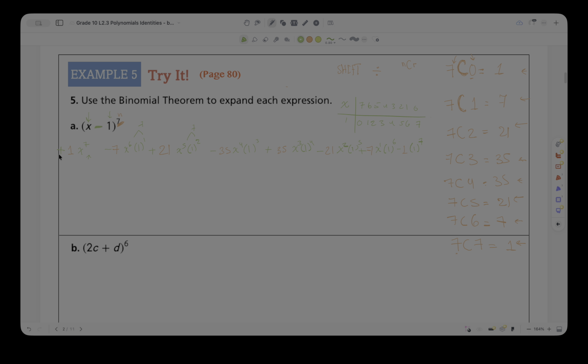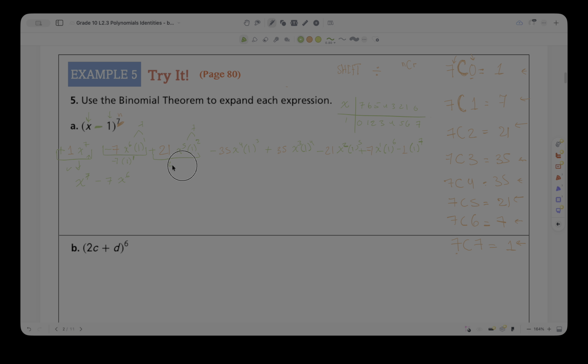Then simplify. How do you simplify? Every term, work on it separately. 1 times x to the power of 7 is x to the power of 7. That's it, done. Then this one. What do we put in the calculator? Just put -7 times 1 to the power of 1. Only put the numbers. So if you put this, you're going to get -7, and put the variable down, x to the power of 6.